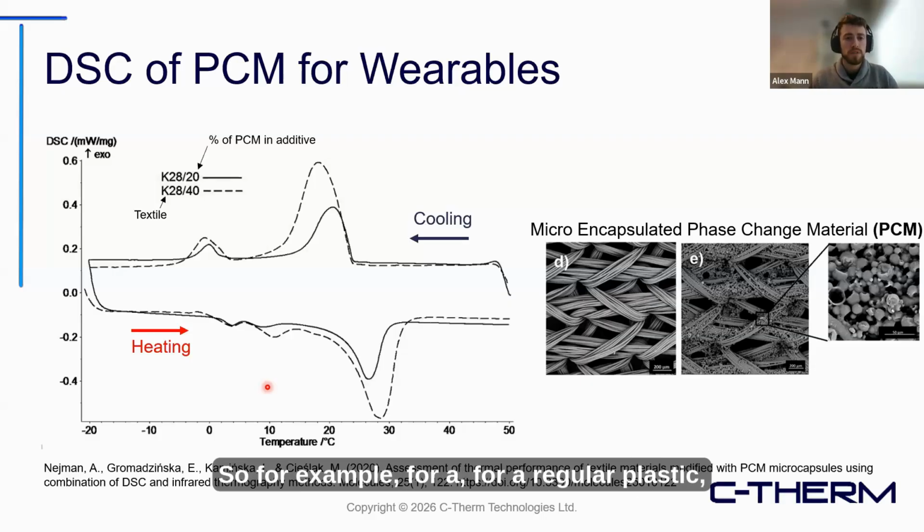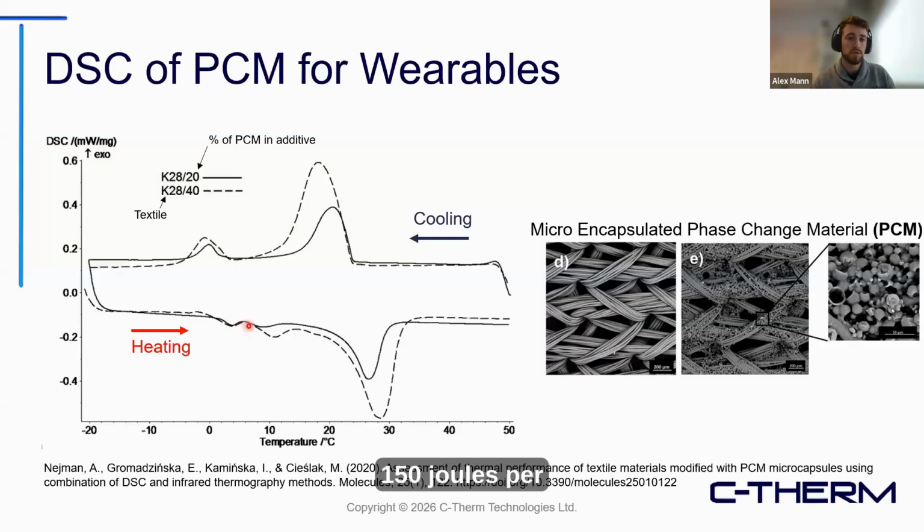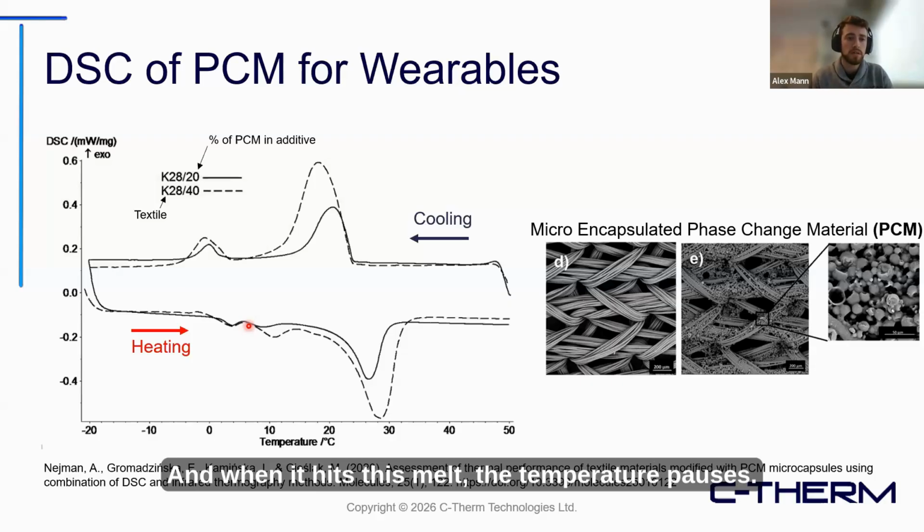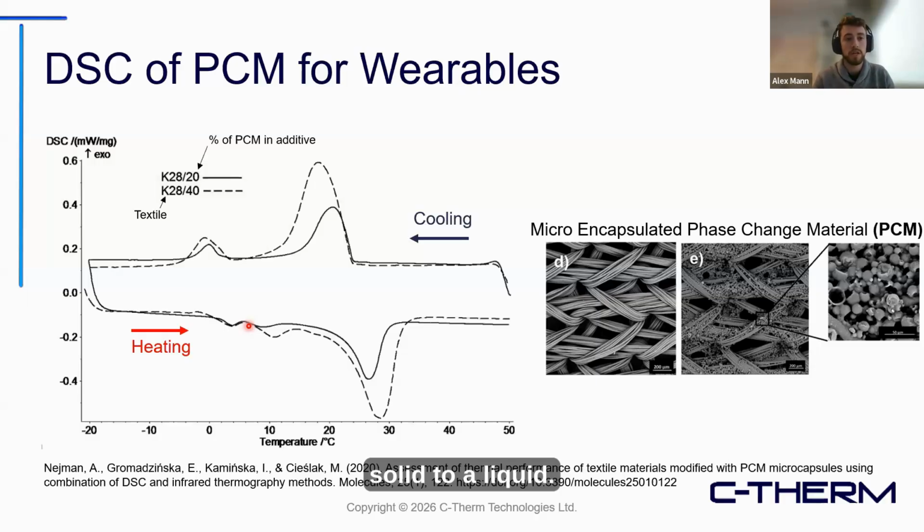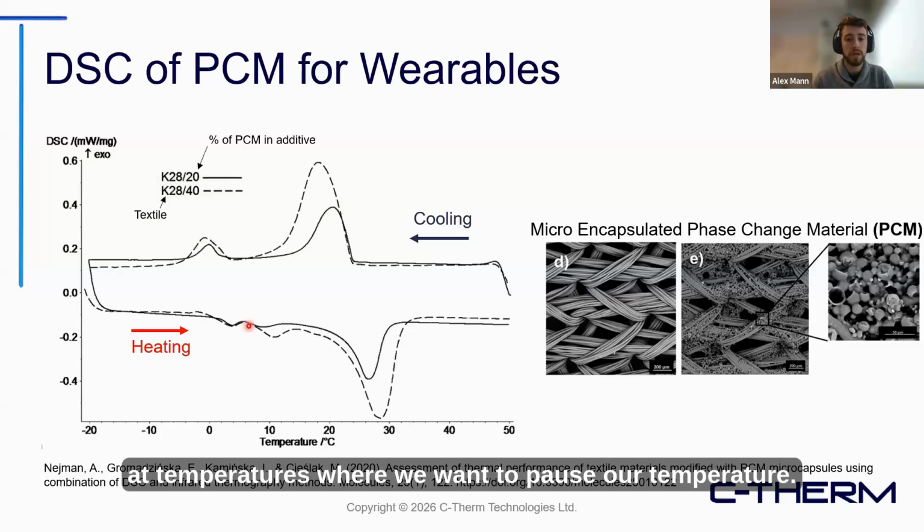For example, for a regular plastic, the specific heat capacity is around 1 to 2 joules per gram Kelvin. So as we keep applying heat, the temperature is going to continuously rise. Meanwhile, if it hits something like a melt, the energy is going to be around 150 joules per gram. And when it hits this melt, the temperature pauses. So instead of using the energy to heat up by something like specific heat capacity, now all the energy is being used to turn from solid to a liquid. So we strategically place these melts at temperatures where we want to pause our temperature.